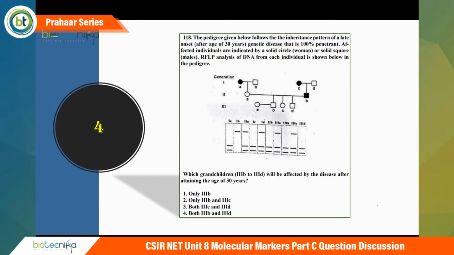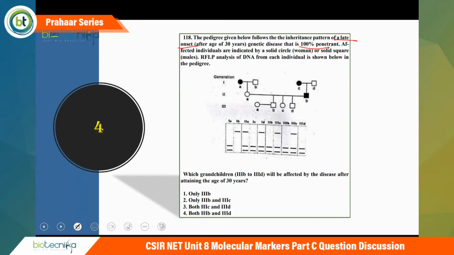This disease is a late onset disease. Late onset means it will happen, but it will happen after age of 30. But this disease is 100% penetrant. We have already discussed penetrance in a previous video. So you know that 100% penetrance means whoever has the positive genotype will also produce the phenotype, but that phenotype will come at a later age, after the age of 30 years. There won't be anybody in the population who has the genotype but the phenotype is not produced, because this genetic disease is 100% penetrant.